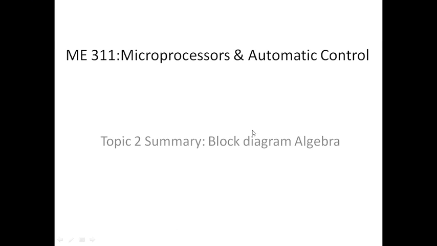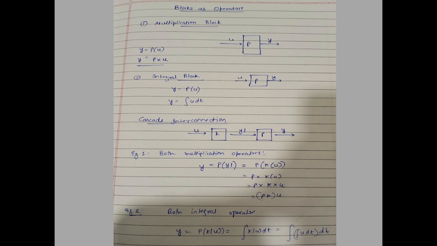Okay, so let us summarize block diagram algebra. Blocks are used as operators. Let us consider the multiplication block. A block acts upon the input and gives an output. This can be represented as the output equal to the block P acting upon the input U.